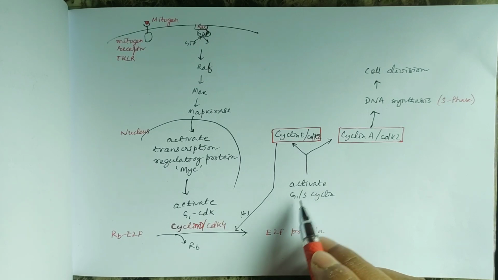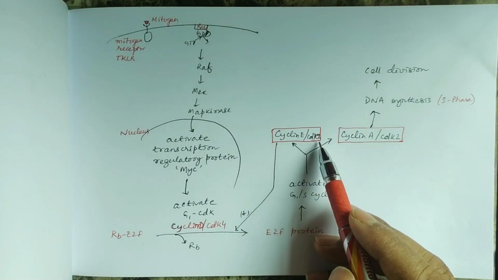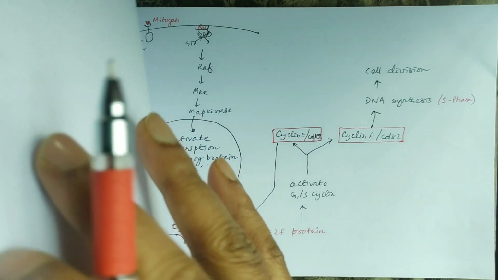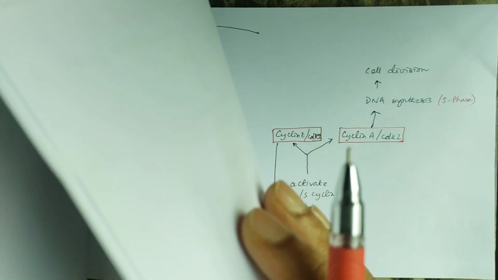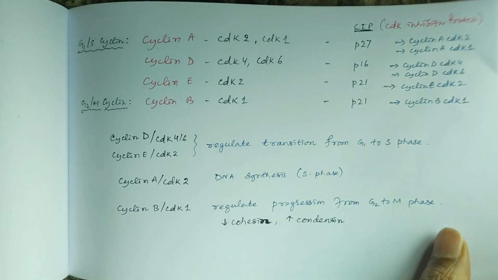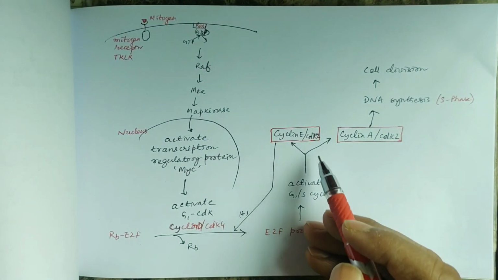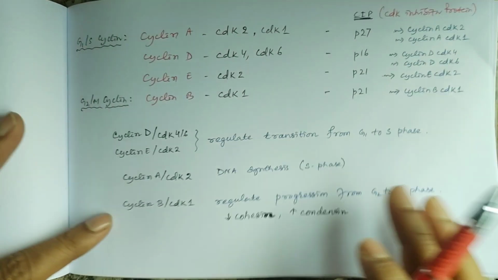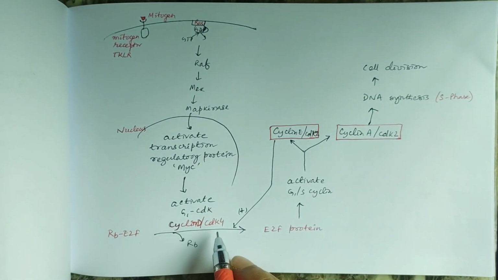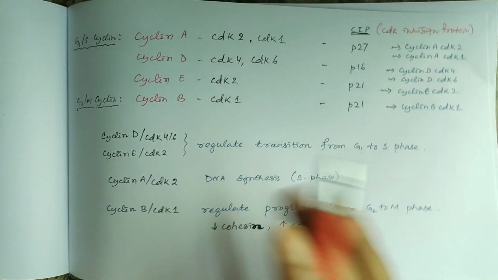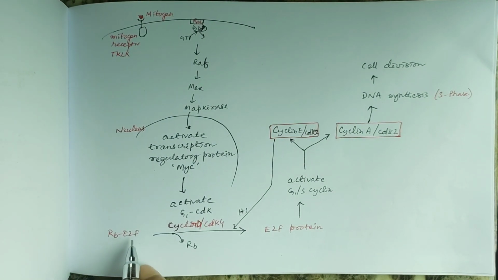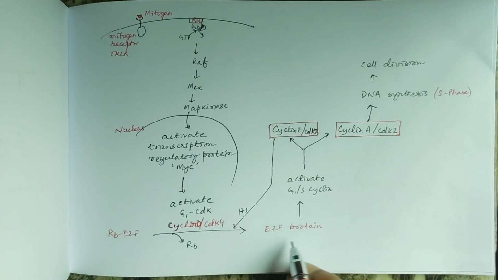So they activate the G1/S cyclins, for example cyclin E-CDK2 and cyclin A-CDK2. Cyclin A-CDK2, as we discussed, is responsible for DNA synthesis during S phase, so there will be DNA synthesis and cell division. And cyclin E-CDK2 is responsible for regulating transition from G1 to S phase, and that will activate the cyclin D-CDK4 complex, which has the same function, G1 to S phase. So that will phosphorylate RB and release the free E2F, which is active.